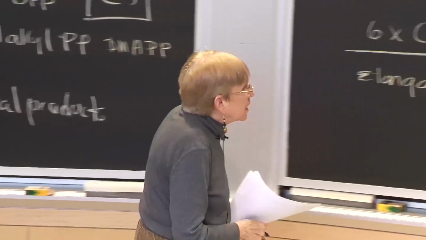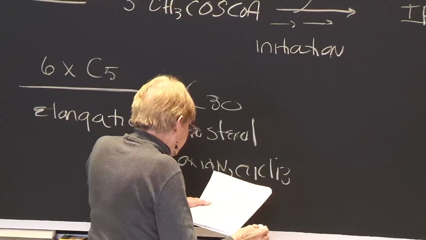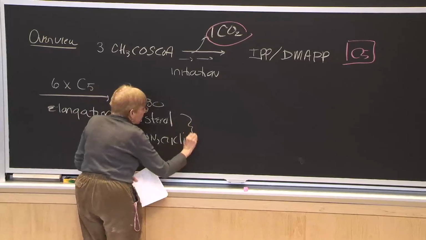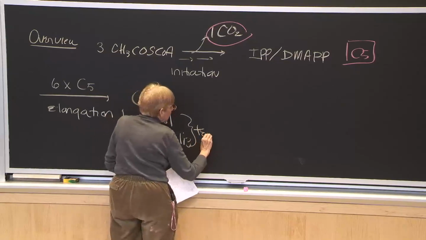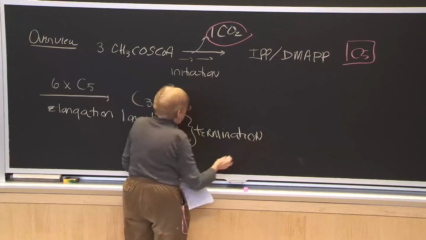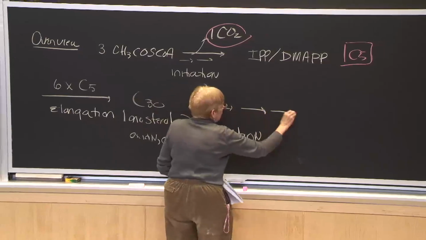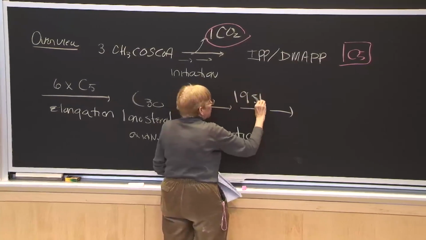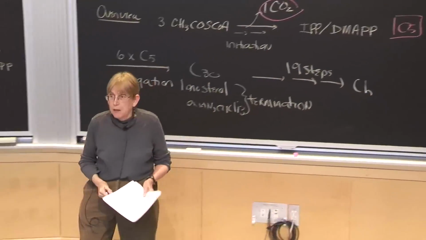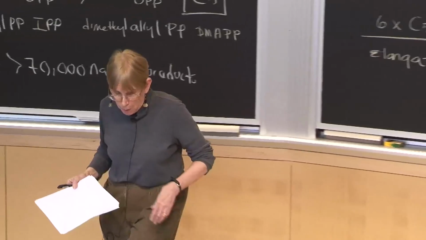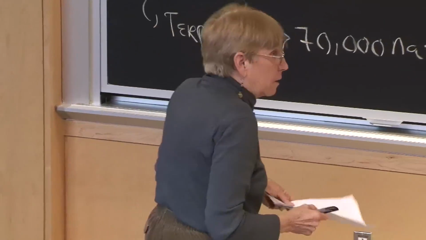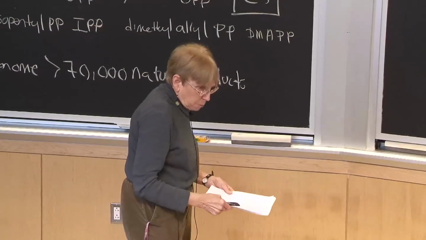So we have C30, and then we're not there yet. After the elongation, these cyclizations and oxidation are going to be the termination to get to this ring structure. But then to get to cholesterol, we have 19 more steps. This is a really complicated pathway. The chemistry is actually not so hard to understand, but the details are still not understood because all of the proteins are membrane bound.